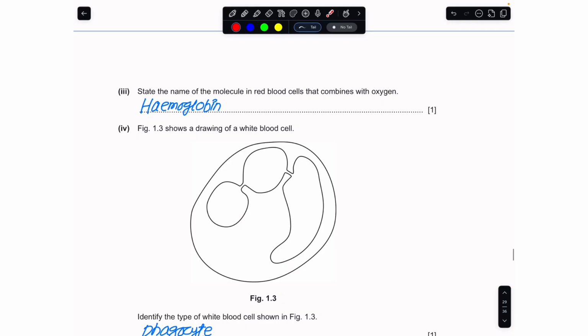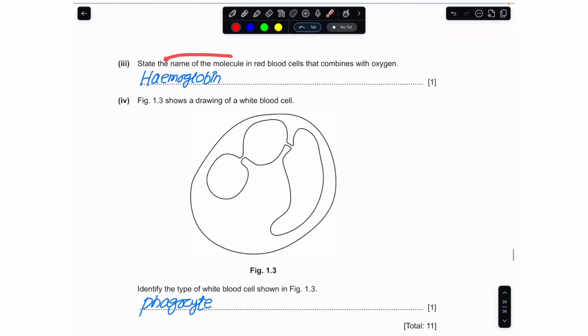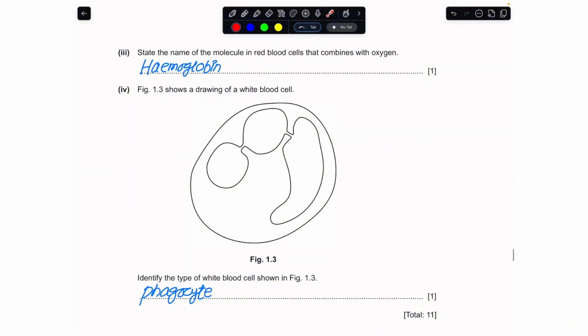If I were to move further, they ask us to state the name of the molecule that lies in the red blood cells and that would combine with oxygen gas. So you would always say this is hemoglobin.